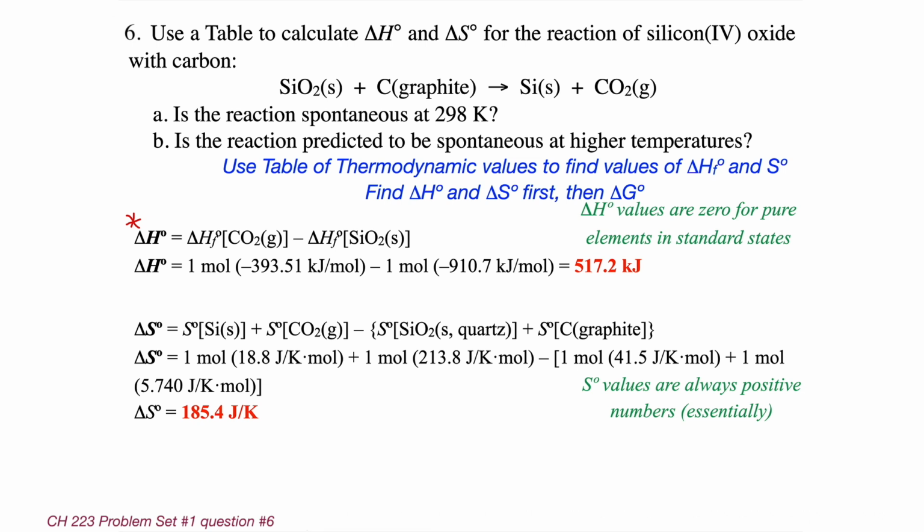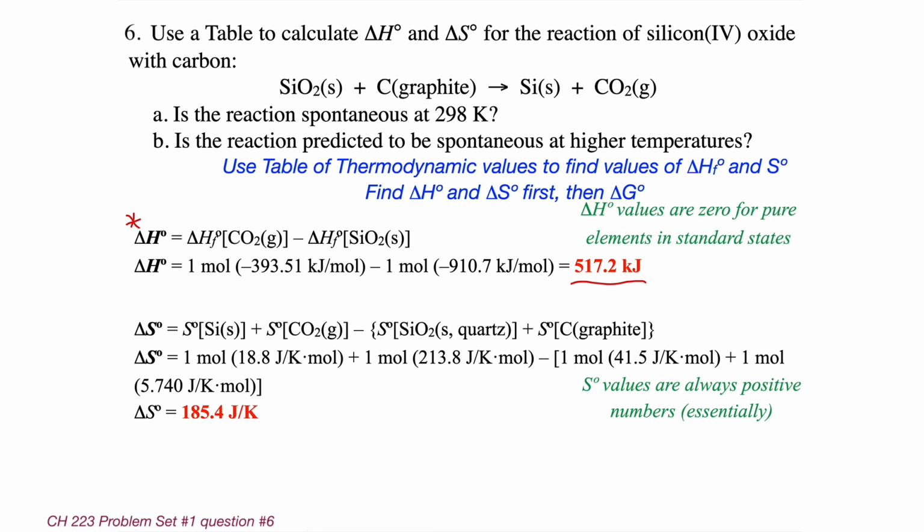In enthalpy, all elements in their standard states are defined as 0. So we don't need to look up Si or C. Si is a solid, and C is graphite. We only need the other ones. And if you do that, you can see the enthalpy is positive 517.2 kilojoules. This reaction is not enthalpy favored, and that'll be important here in a little bit.